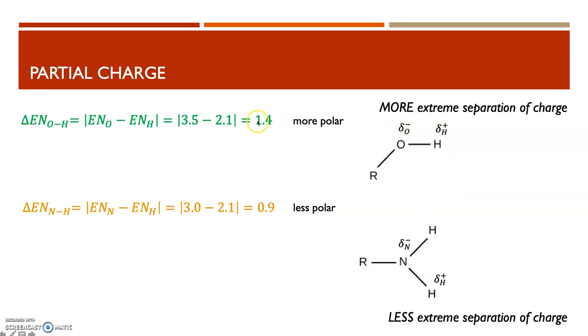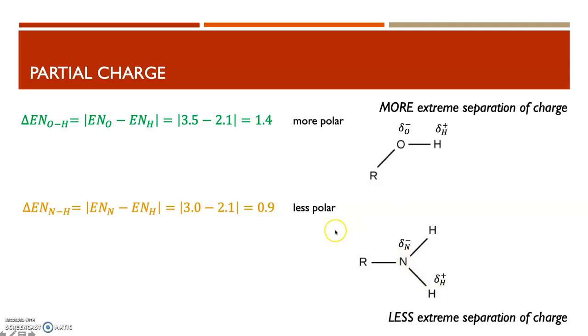Because this has a difference in electronegativity of 1.4, that's going to make this separation of charge, or the partial charges here on oxygen and hydrogen, larger, right? Oxygen is more electronegative, so there is a more extreme separation of charge. Here on the nitrogen group, we have less extreme separation of charge because there's a lower difference in electronegativity between nitrogen and hydrogen, so they're sharing more equally.